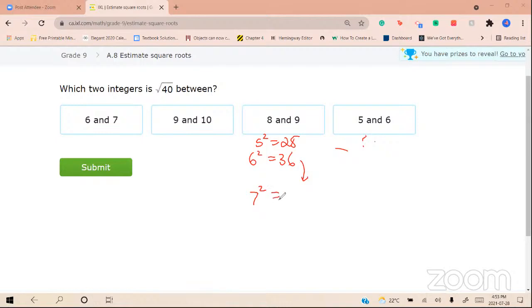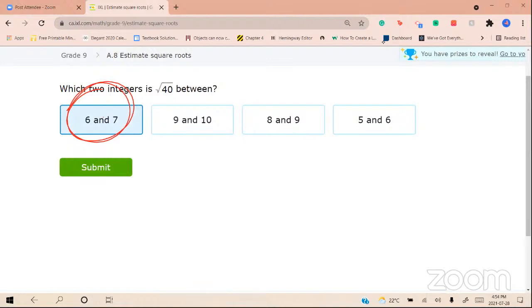6 and 7. Yeah, okay, because 40 is between 36 and 49. So 6 and 7. Very good. This one can also be, I think. Which one? This one, 6 and 7. Yeah, so 6 and 7 is the answer. Do you see why the rest are wrong? Yes. Yeah, okay, because 6 squared is 36, 7 squared is 49, and 40 is between 36 and 49.